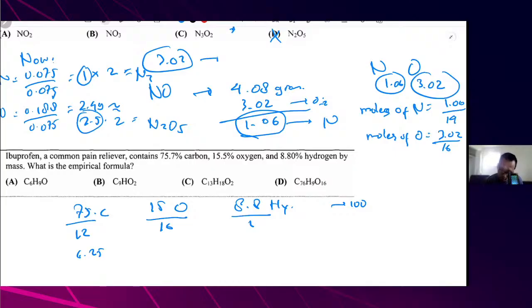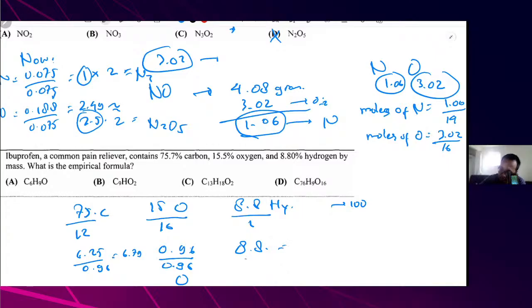And then how about the oxygen, it is 15.5 divided by 16, so we're getting 0.69. And then for this one it is 8.8, which one is the smaller one, this one, so divided by this one, it should be 1. Okay, and then how about this one, 6.25 divided by 0.9. So it ended up 6.79 or whatever.